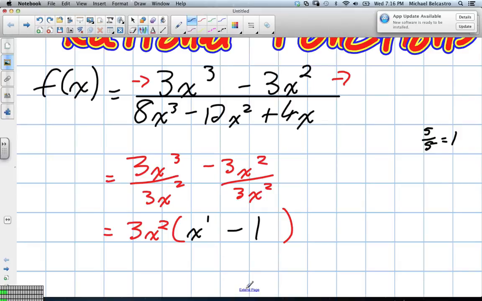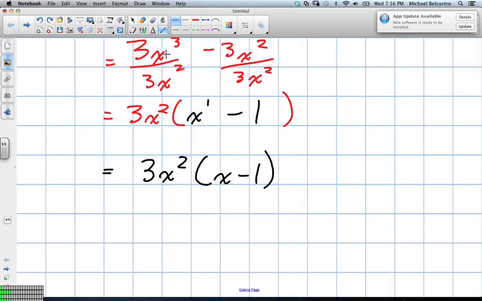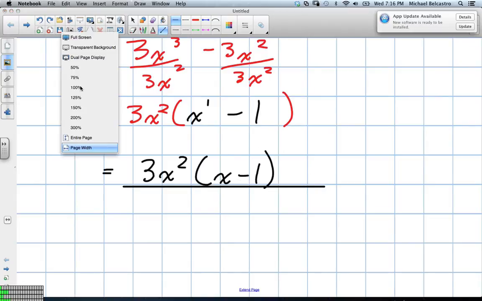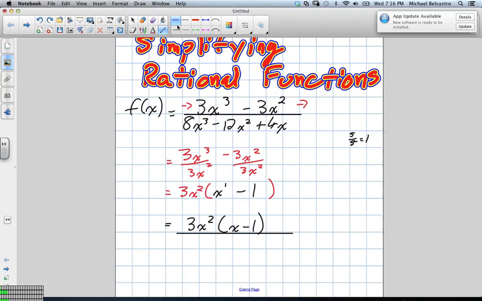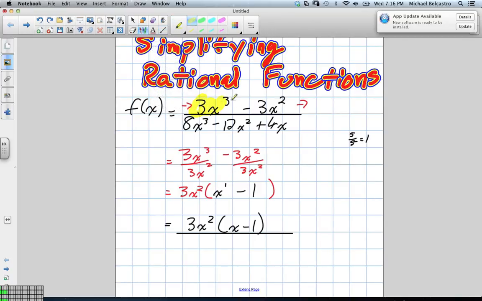So let's continue with this equation. I'm going to write it. The new numerator would be 3x squared times x minus 1. We factored the top part, and then we're going to try to relate these. That was the top part. We just factored it, and that's our new answer, the factored form of it.